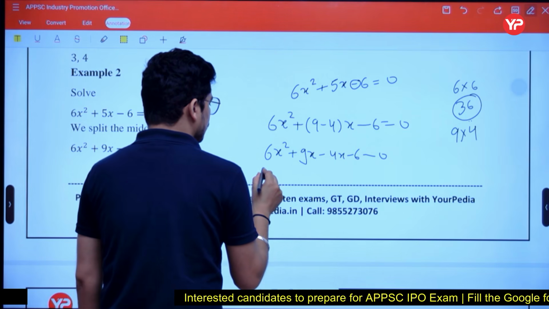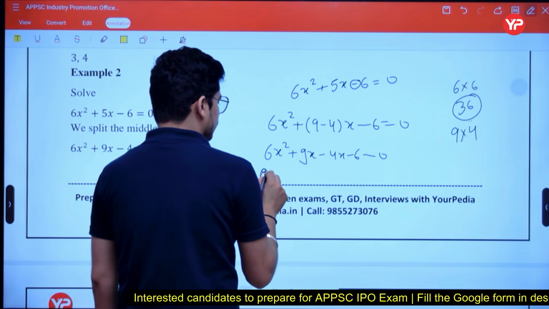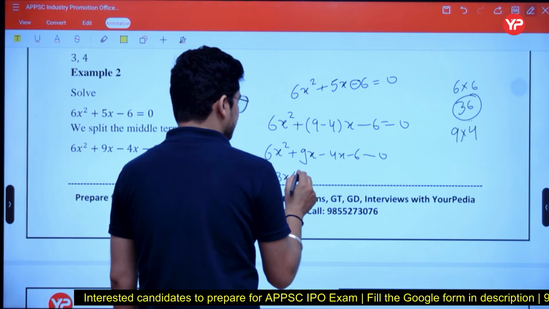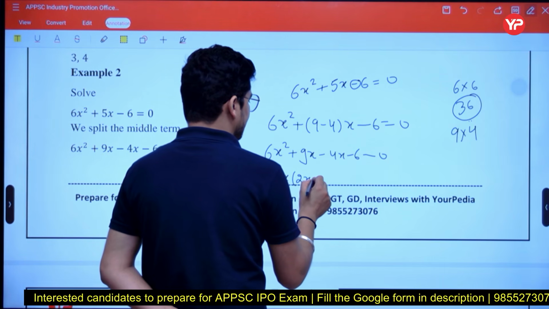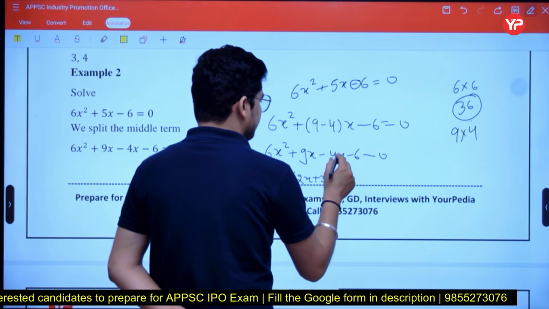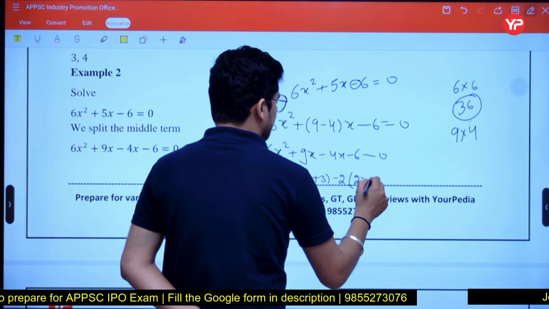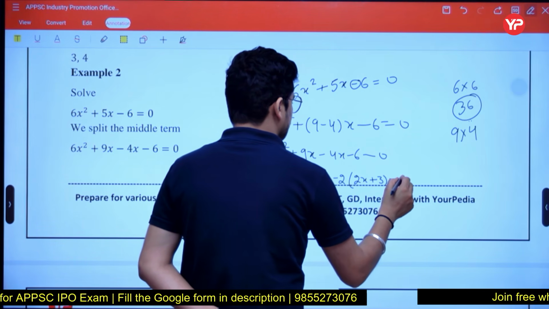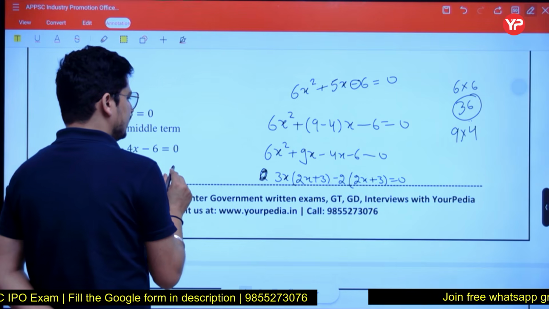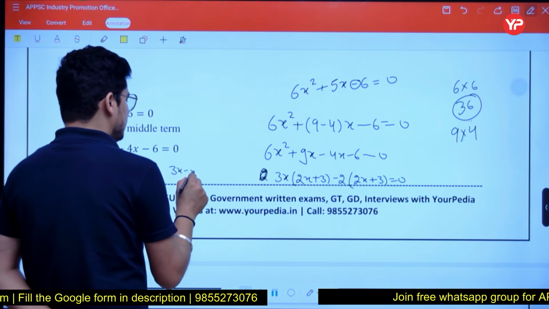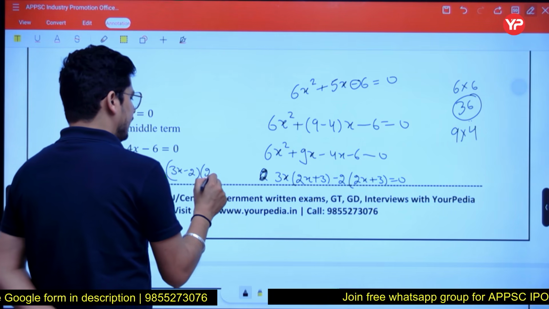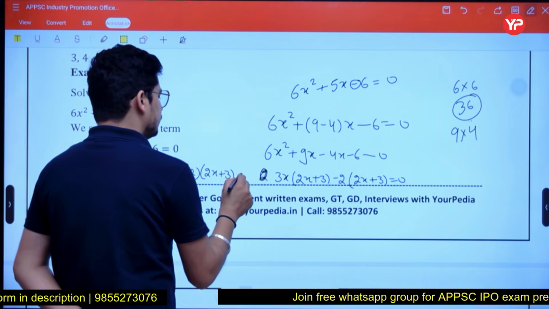Then we will take the common factor here: 3x is common, so it becomes 2x plus 3. Then from the other part we can take 2 common, which becomes 2x plus 3 equals 0. From that, we get (3x minus 2)(2x plus 3) equals 0.